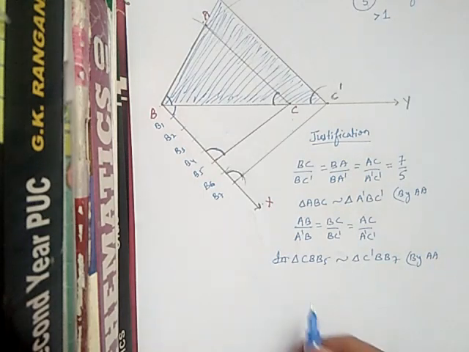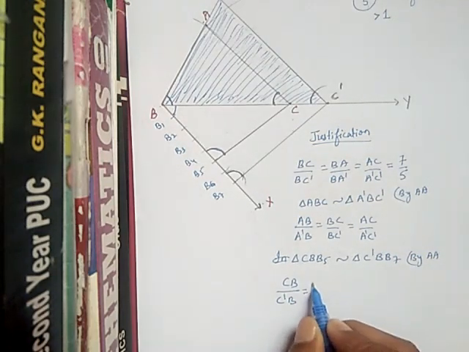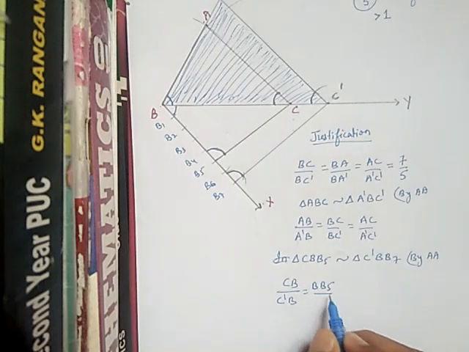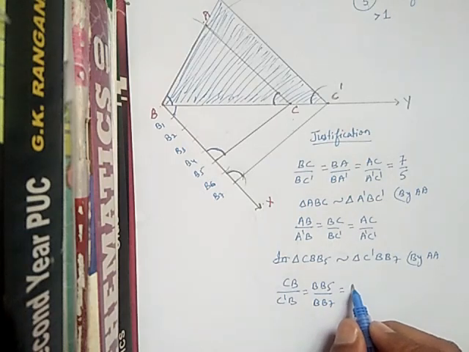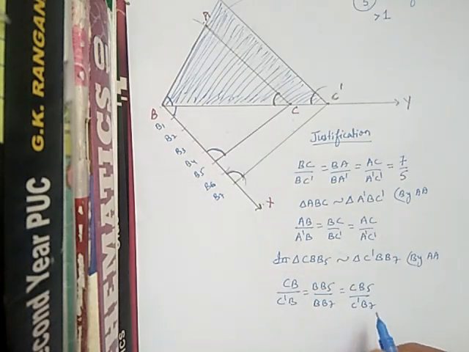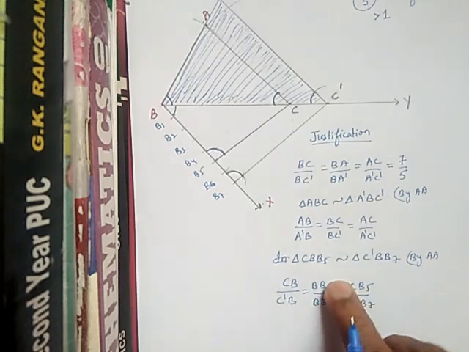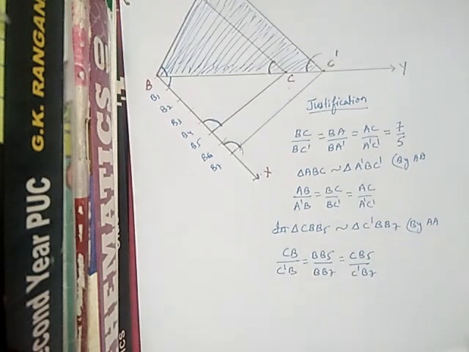AA rule means angle-angle. So this will be CB or BC divided by C dash B is equal to BB5 divided by BB7, is equal to CB5 divided by C dash B7. So when two triangles are similar, their corresponding sides are in the same ratio, you can write. So like this you can see.